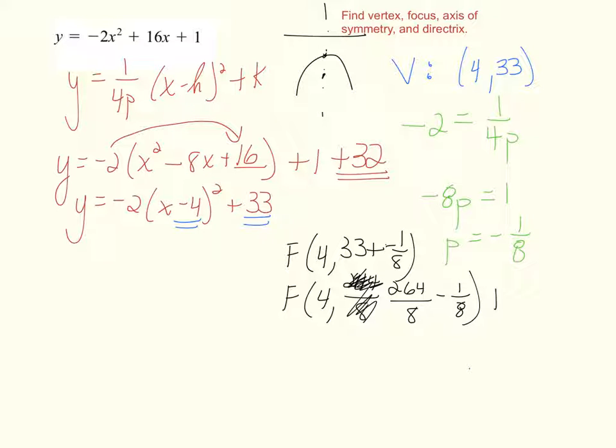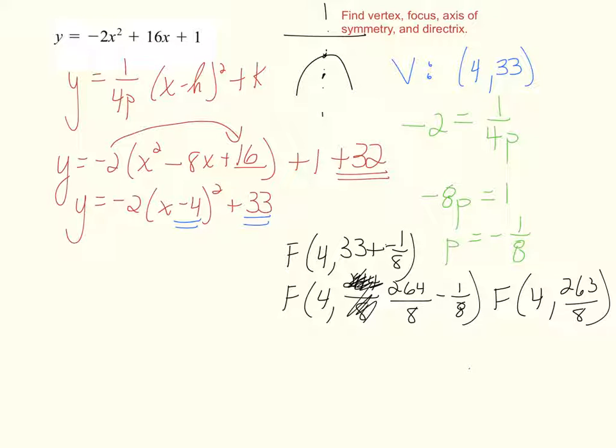So your focus is going to equal 4 comma 263 over 8. Don't worry about anything else, because right now all I'm asking for is for you to find things. So I don't need that to be a mixed number. I really don't want it as a decimal.